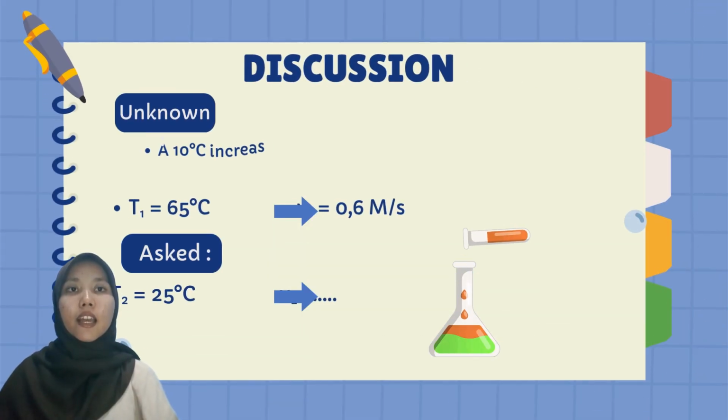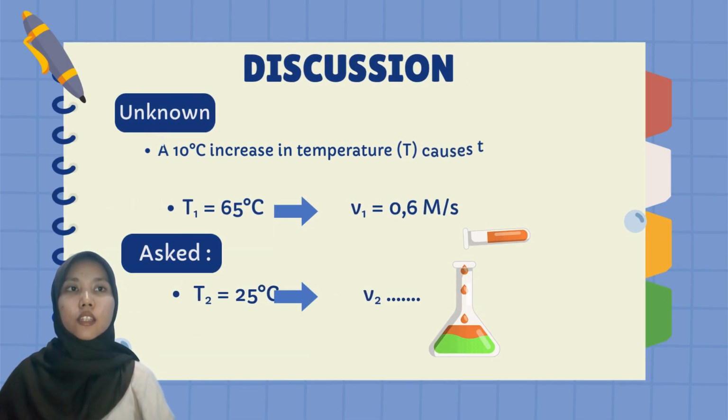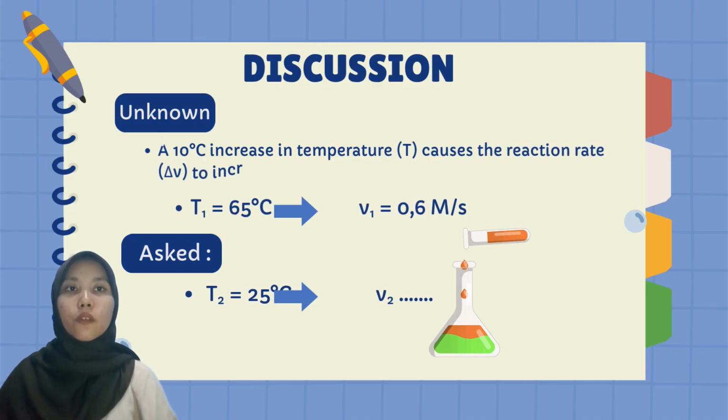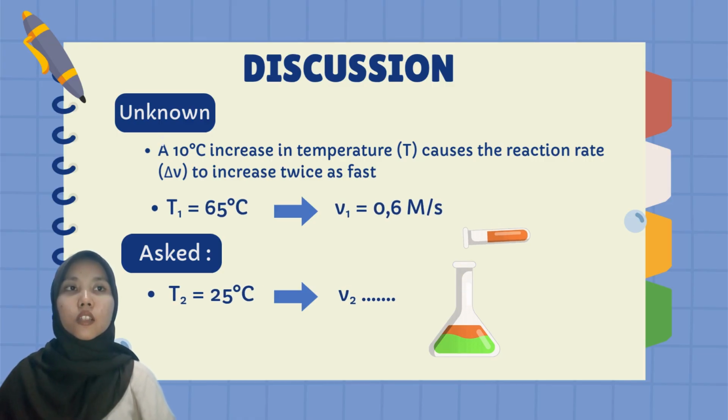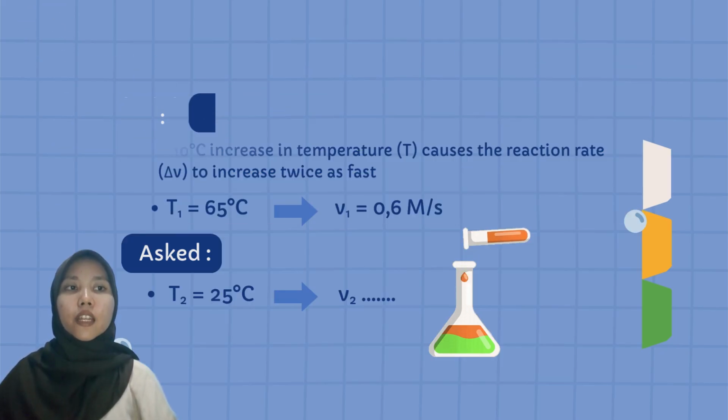We are given that every increase of 10 degrees Celsius causes the reaction rate to double. Delta V increases by a factor of 2 for every 10 degrees Celsius rise in temperature. We are also given temperature T1 equals 65 degrees Celsius, and the rate at this temperature is V1 equals 0.6 molar per second. The question is, if the temperature is decreased to T2 equal 25 degrees Celsius.